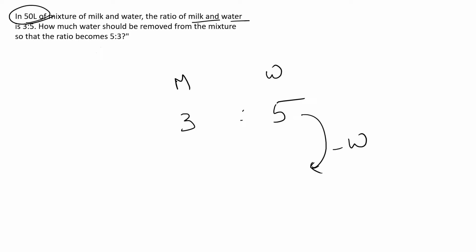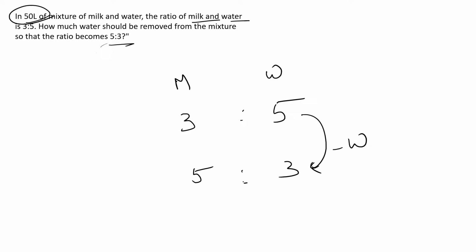See, forget about this 15 minutes, we will come back to that one later. So initially the ratio of milk and water is 3:5. So we are having milk and water, that is 3:5, and then after removing, let us take that you are removing some water of W liters, the ratio becomes 5:3. So this is 5 and this is 3.